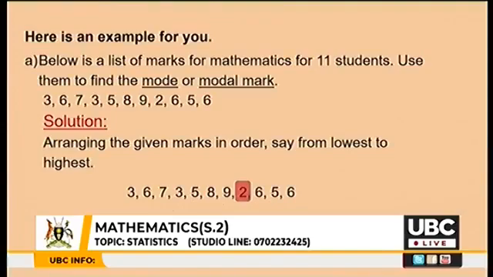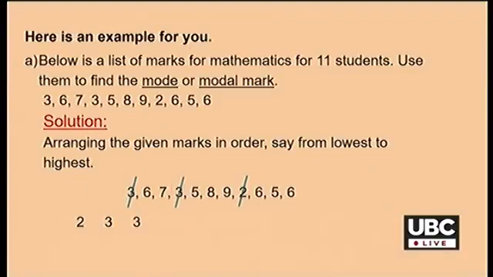Our lowest mark is 2. So we write it down. We see that 2 appears once, so write it once. We go to the next mark, which is a 3. How many times does the 3 appear? The 3 appears twice. So in arranging, we are going to start with a 2, followed by a 3 twice because it appears 2 times.